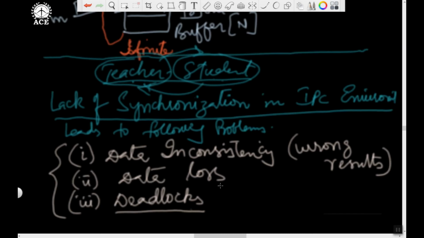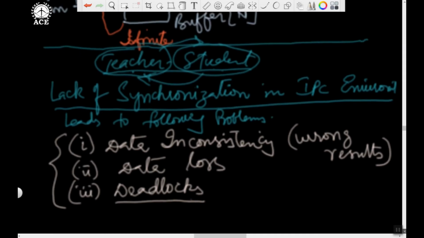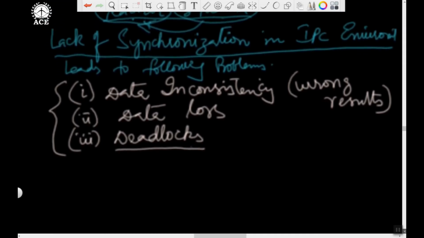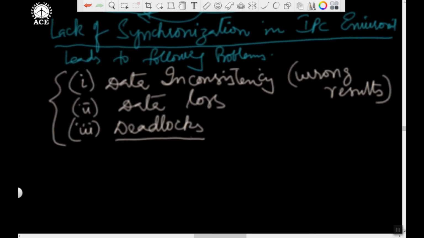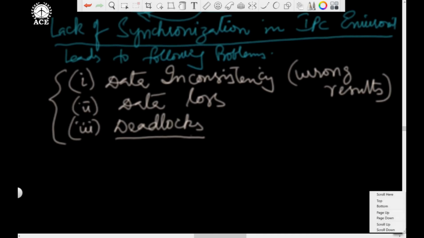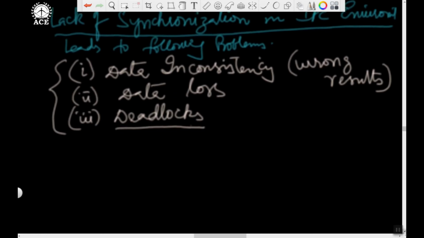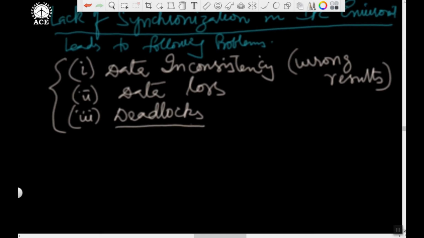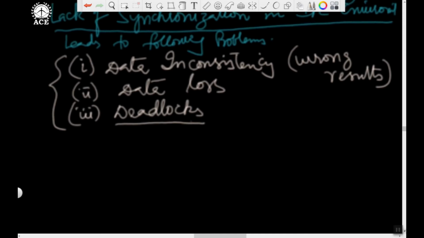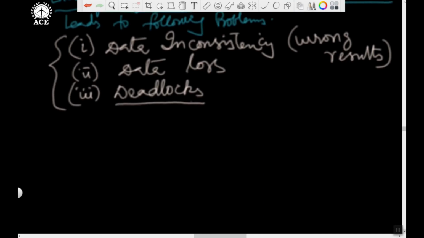So please, this is a simple first topic to start. I hope from this discussion you have understood the meaning of synchronization, the need for synchronization, and what is going to happen if processes are not synchronized. Students, the main objective of this chapter is to learn about various synchronization mechanisms: the different ways of ensuring that the processes get synchronized in an IPC environment.